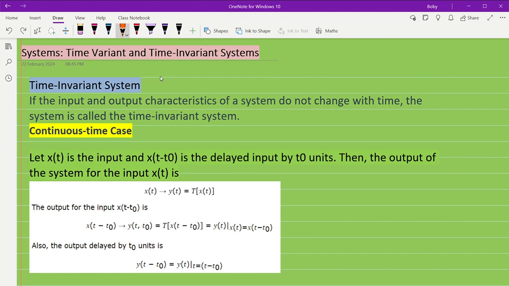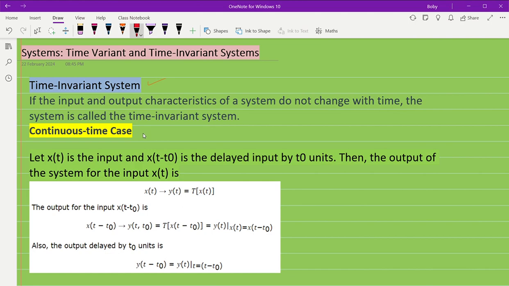So what do you mean by time invariant system? First of all, let us see the time invariant system. If the input and output characteristics of a system do not change with time, the system is called a time invariant system.